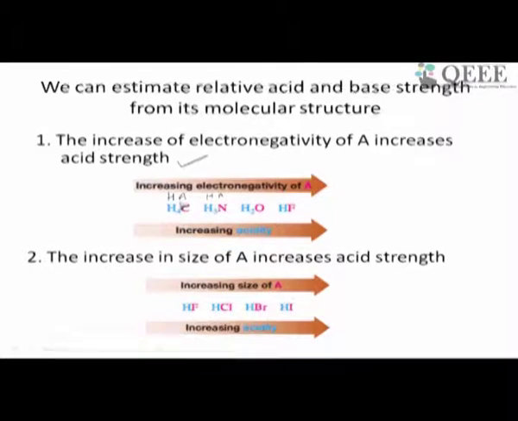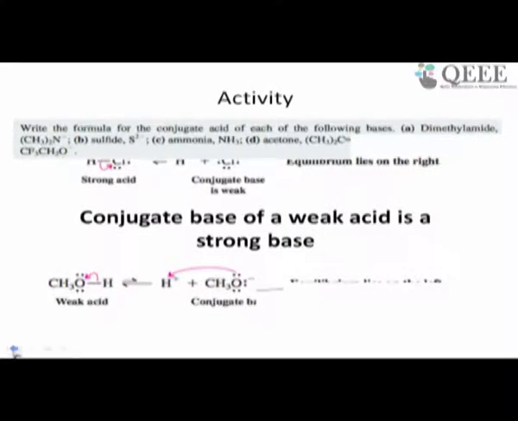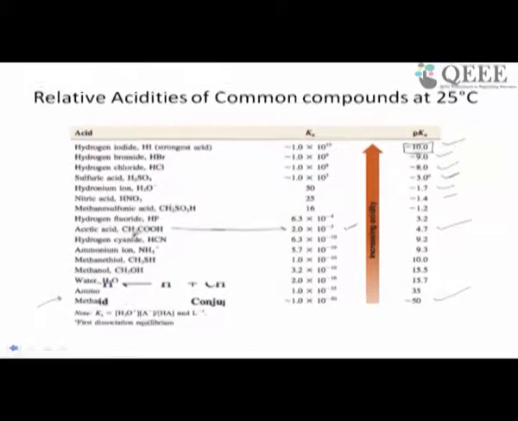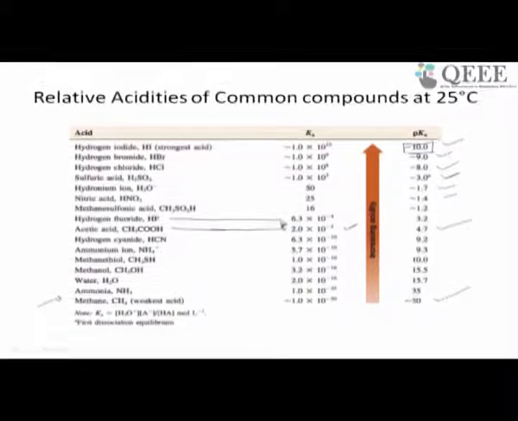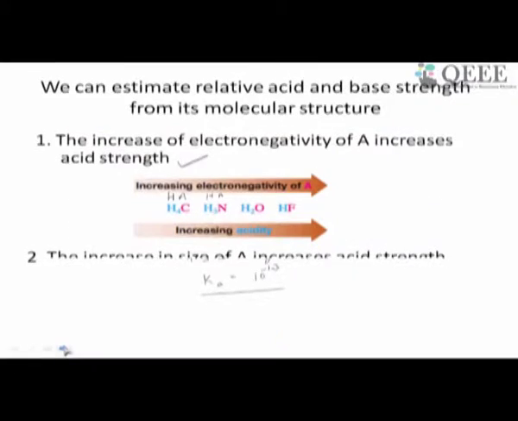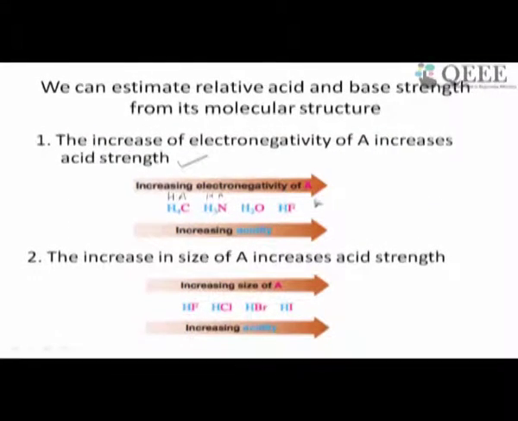Methane is not at all acidic, its pKa value is 50, whereas HF is highly acidic. I think its pKa is negative, let me just check. HF is not given here. Yes, it's not negative, but it's definitely acidic, 3.2. HF is strongly acidic.